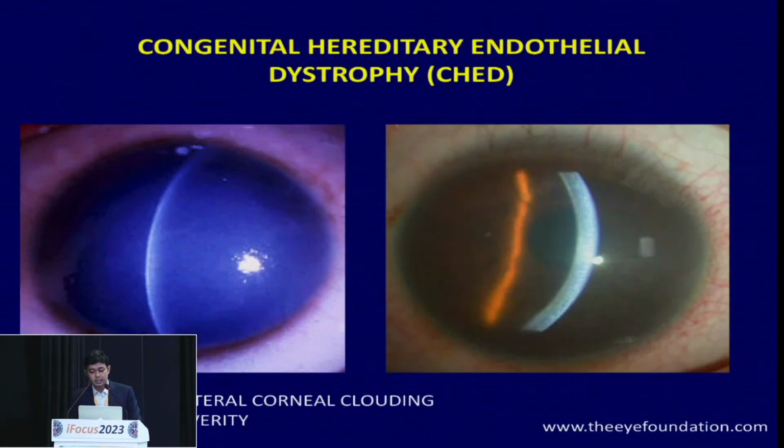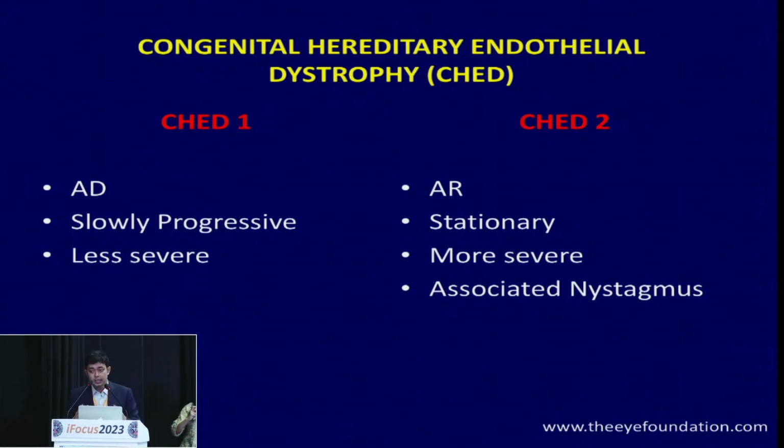The last one is CHED, the congenital hereditary endothelial dystrophy. Now, this has diffuse bilateral corneal clouding, but the severity can be variable in terms of its presentation. Again, it usually presents at a very early stage and needs to be differentiated from congenital glaucoma. Earlier, we used to have something called CHED 1 and CHED 2. CHED 1 was autosomal dominant, slowly progressive, less severe. CHED 2 is the autosomal recessive one, with severe corneal clouding, early presentation, and could even be associated with nystagmus and sensorineural hearing deficits.